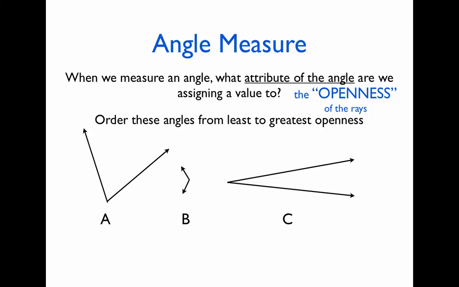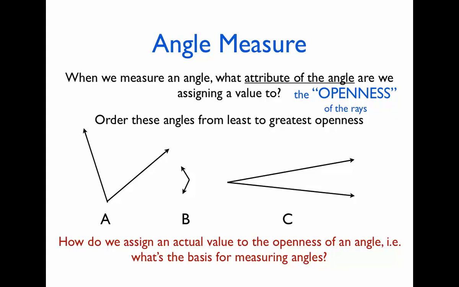So now the question is, how do we measure openness? How do we assign a number to the openness of an angle? The common thought is, oh, it's just degrees. Well, degrees is just a unit, so that's kind of putting the cart before the horse. So how is it that we come up with degrees? How do we get a number that specifies the openness of an angle?